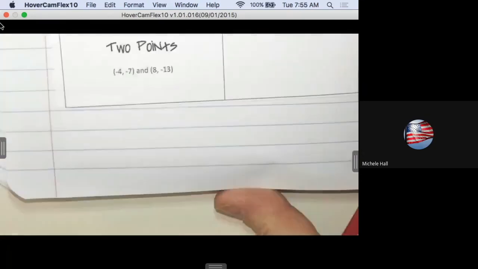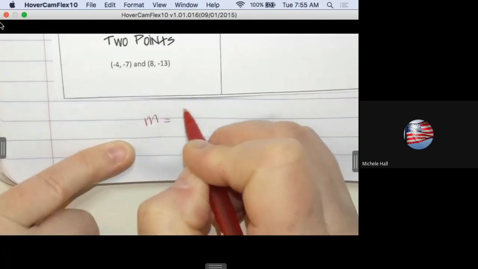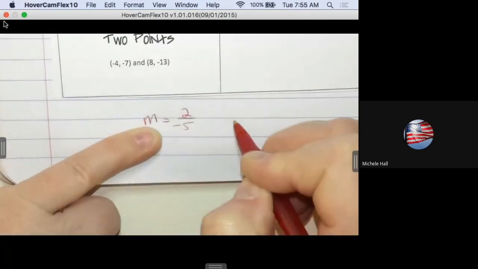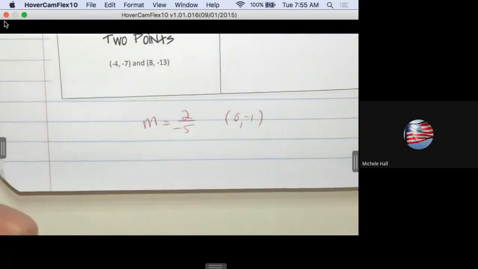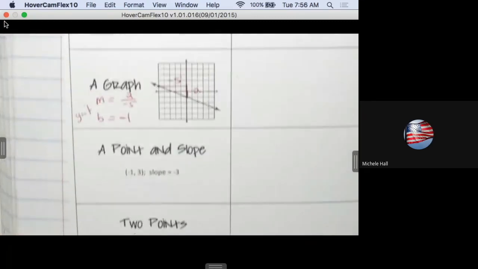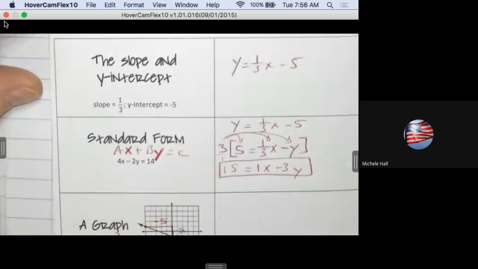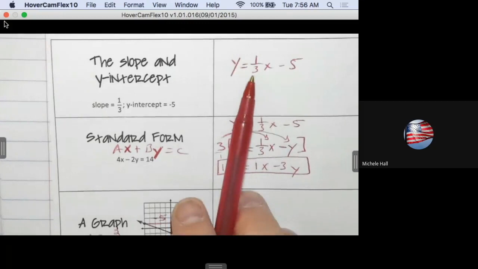I could have said I'm going to use a slope of 2 over -5, and I'm going to use the point 0, -1, and I would just use the point slope formula, right? It's the same point, but I want it to be like number 1. Number 1, when they gave us the slope and the y-intercept, what did we do? We just went and wrote the equation. I didn't have to use point slope. I could just put in my slope and my y-intercept.